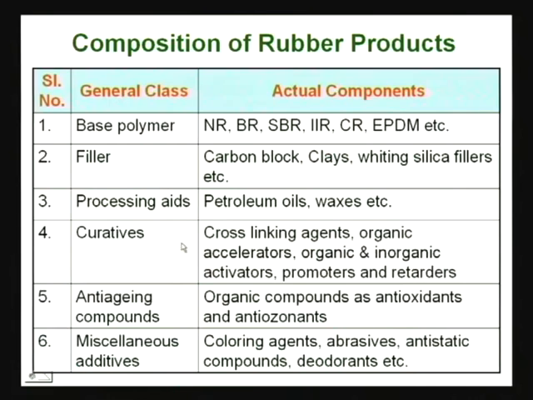Okay. Then comes curatives. Curatives are cross linking agents, which I have already described, the organic accelerators, organic and inorganic activators, promoters and retarders. There are also promoters, which further promote vulcanization, that means increasing the vulcanization rate; sometimes promoters are used along with accelerators and accelerator activators. Okay. Then anti-aging compounds, organic compounds as antioxidants and antiozonants, miscellaneous additives, coloring agents, abrasives, antistatic compounds, deodorants, all these things.